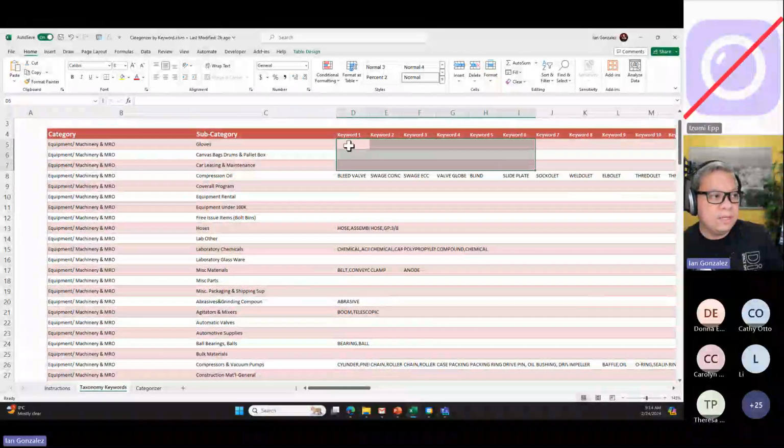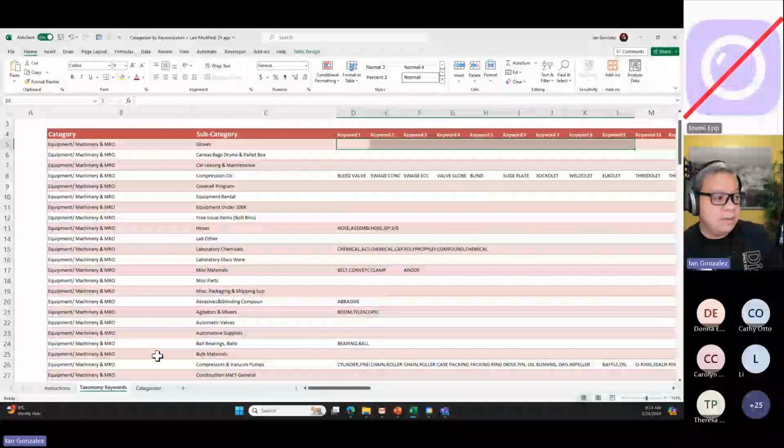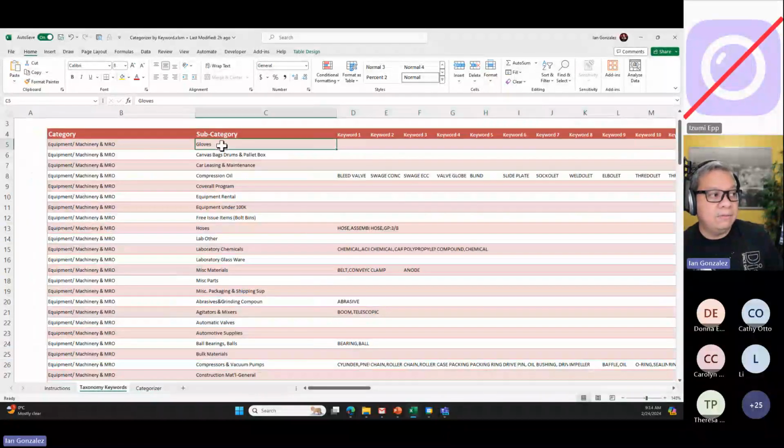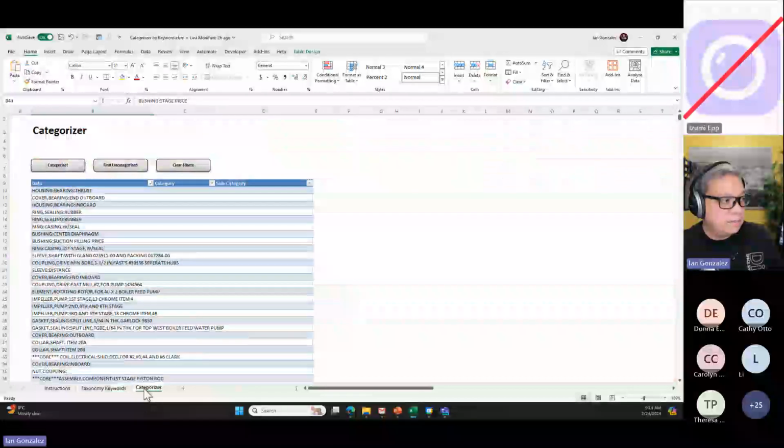There can be holes, but when there are holes, like in case for, let's say, gloves, I have no keywords here. That means in my categorizer there will be nothing categorized for glove because I don't have keywords. Okay, so this takes time. All right, and I would invite your SMEs to help you with this, but give it a first pass. Okay, put some keywords, and then when you do the categorizer, okay, you can start using it.